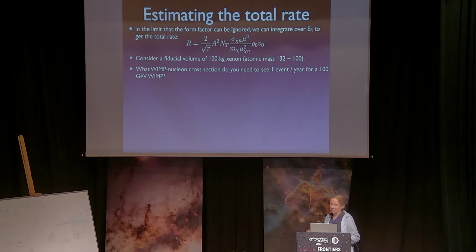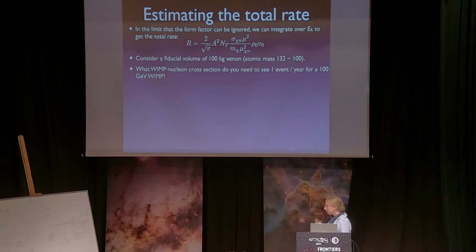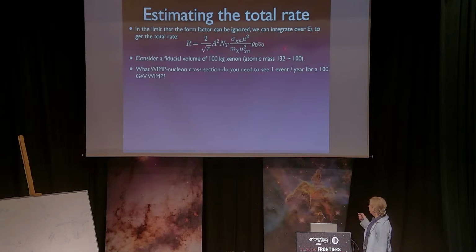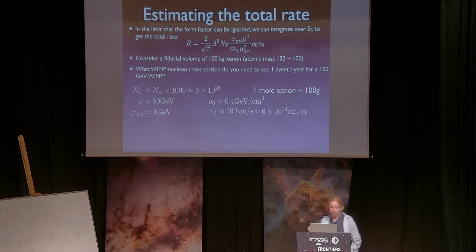Now, of course, in reality, you wouldn't do it this way. You would put in the full velocity distribution, including the cutoff, and potentially consider something more sophisticated than just a Maxwellian distribution. But if you do that, you consider, say, a volume of 100 kilos of xenon, then you can ask what kind of cross-section you would need to see one event per year for a 100 GeV WIMP.